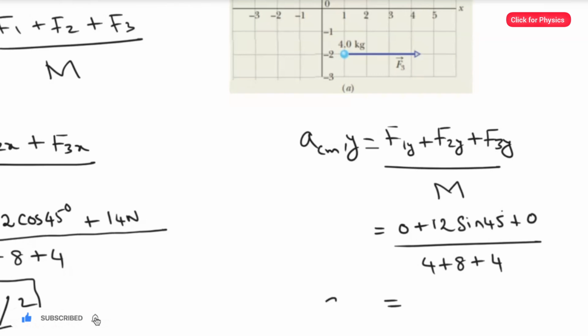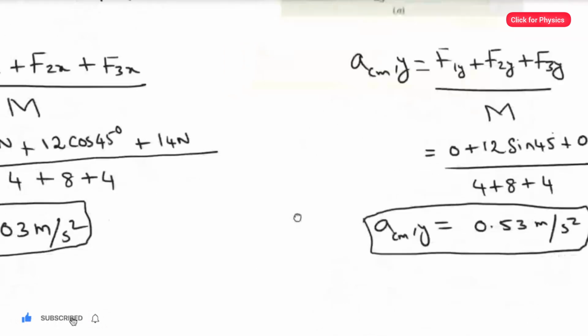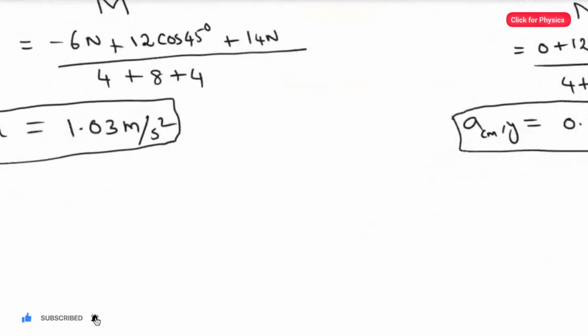Let's see what is the answer for the acceleration center of mass for the y component. So here 12 multiplied by sine of 45 divided by 4 plus 8 plus 4. I got the answer here as 0.53. The unit is meter per second square. So once we find the value of the x component and y component for the acceleration center of mass, we can easily find its magnitude.